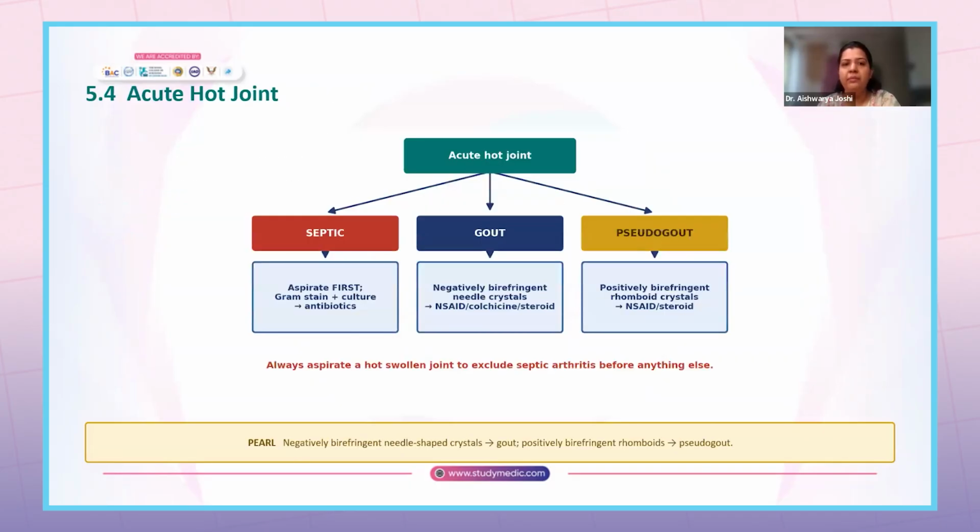So in acute hot joint, remember septic, gouty and pseudogout arthritis. Septic arthritis treatment is removal of the pus. Gout, immediate NSAID to suppress inflammation. Pseudogout, again immediate NSAID to reduce the inflammation. Always aspirate a hot swollen joint to exclude septic arthritis. Negatively birefringent needle-shaped crystals is gout. Positively birefringent rhomboid crystals are pseudogout.